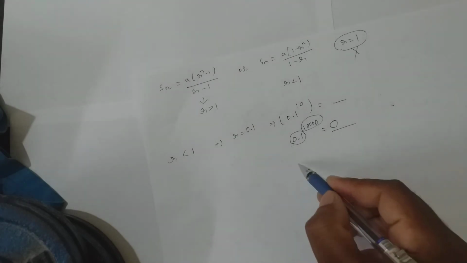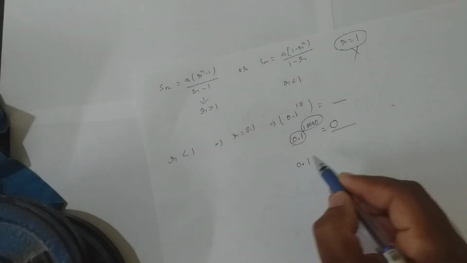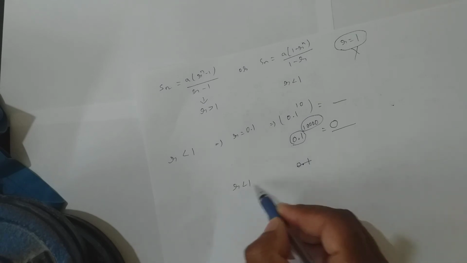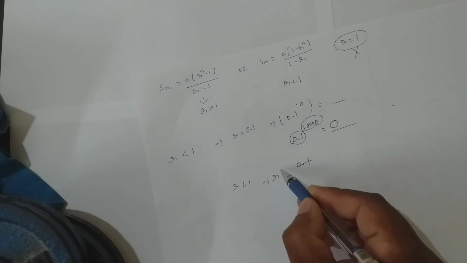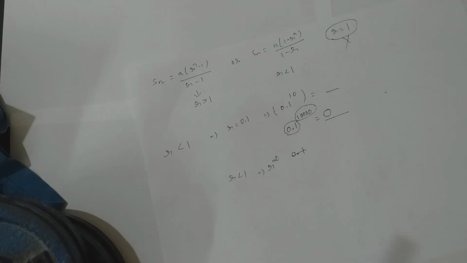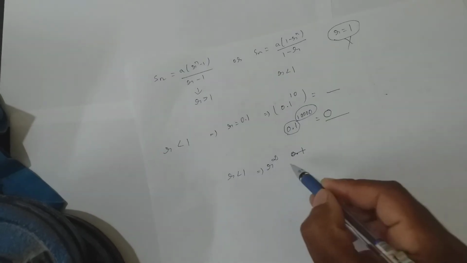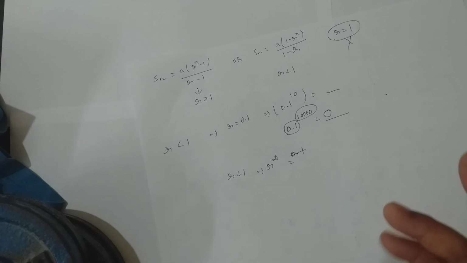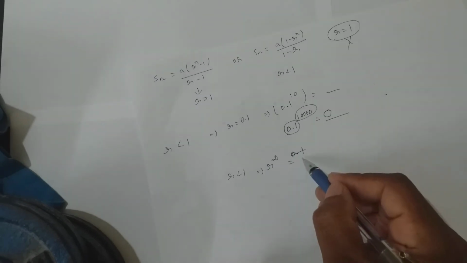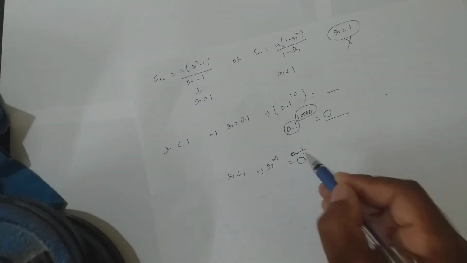Why did I tell you this? Because if my r is less than 1 and r power infinity, that means, how many terms am I adding? I don't know, 1000, 10,000, a million, many, or 10 million. Once you add that many terms, this will become closer to 0. So it will be very small. You can consider it to be 0.